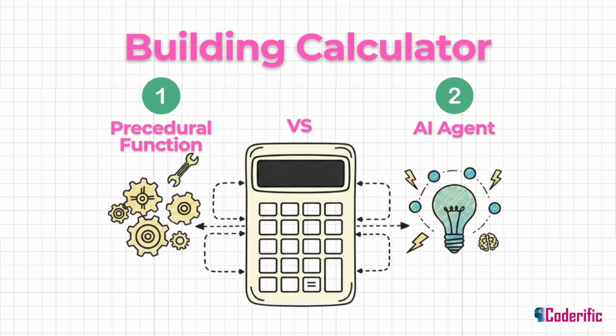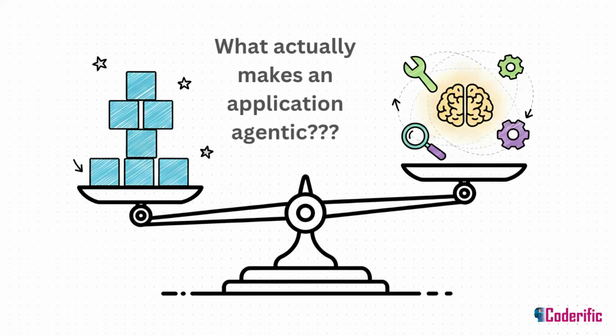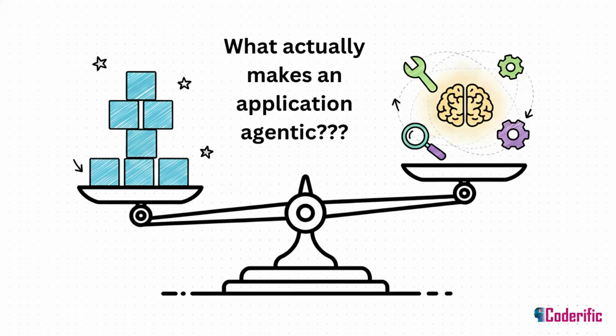If you've been learning AI recently, you've probably noticed one term showing up everywhere: AI agents. They are being used to build chatbots, coding assistants, research assistants, and all kinds of intelligent applications. But if you are just getting started, it's easy to wonder what actually makes an application agentic? What changes compared to the Python programs I've been writing all along?